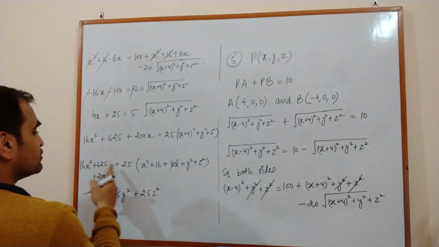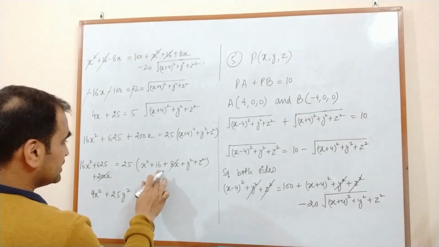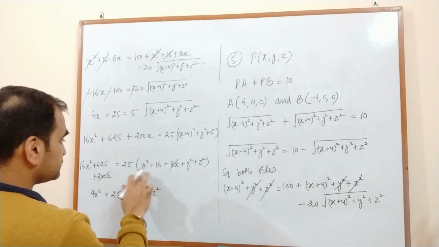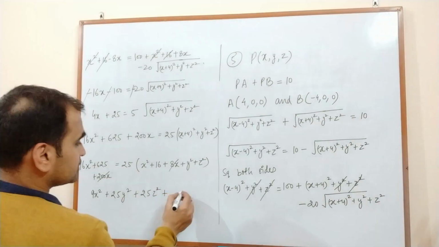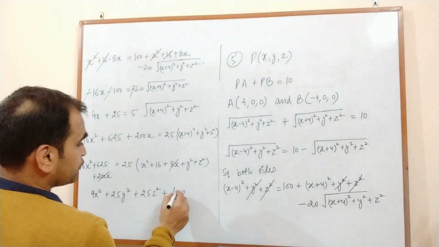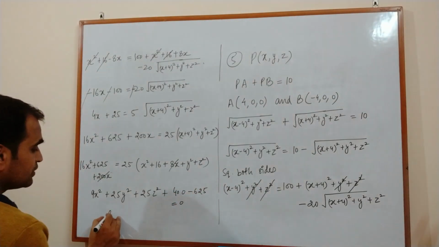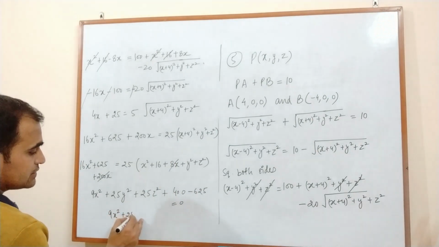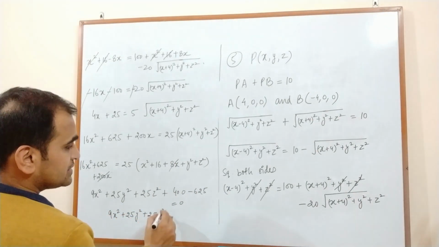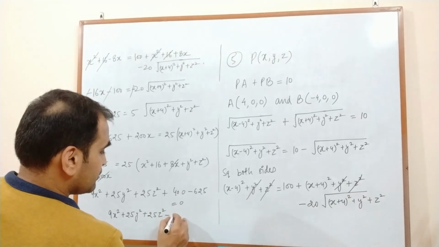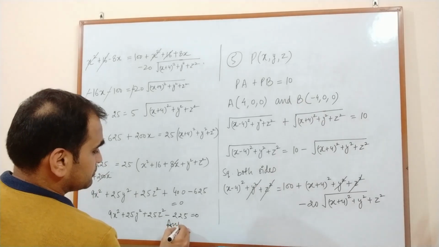Constant term. This is 625 and 25 into 16 is 400. Okay, 400 minus 625 is equals to minus 225. So you will get the answer is 9x square plus 25y square plus 25z square minus 225 is equals to 0. So this is the answer of the question.